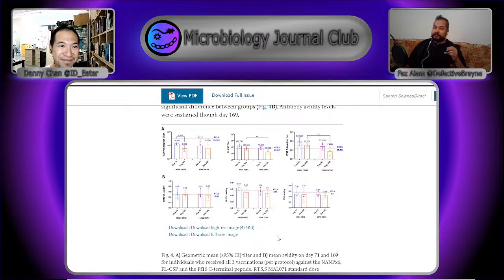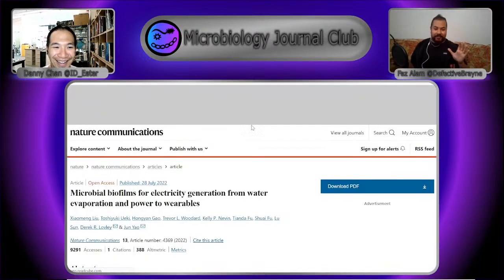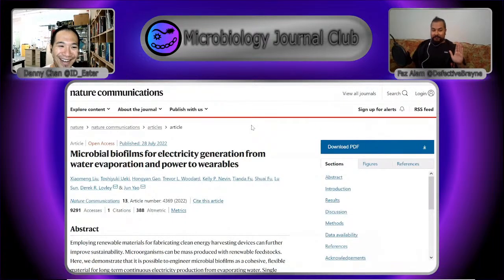Yeah. Cool. Now we've got one of the more out-there papers: Microbial biofilms for electricity generation from water evaporation and power to wearables. Just really interesting stuff.